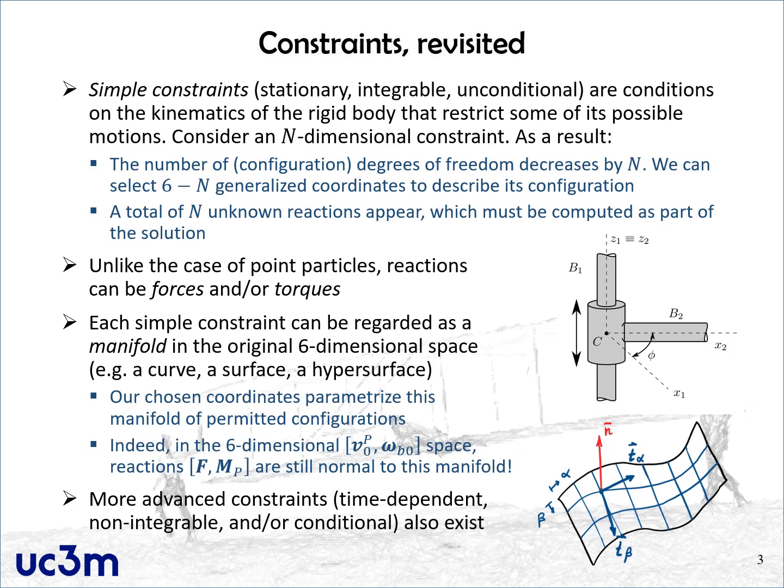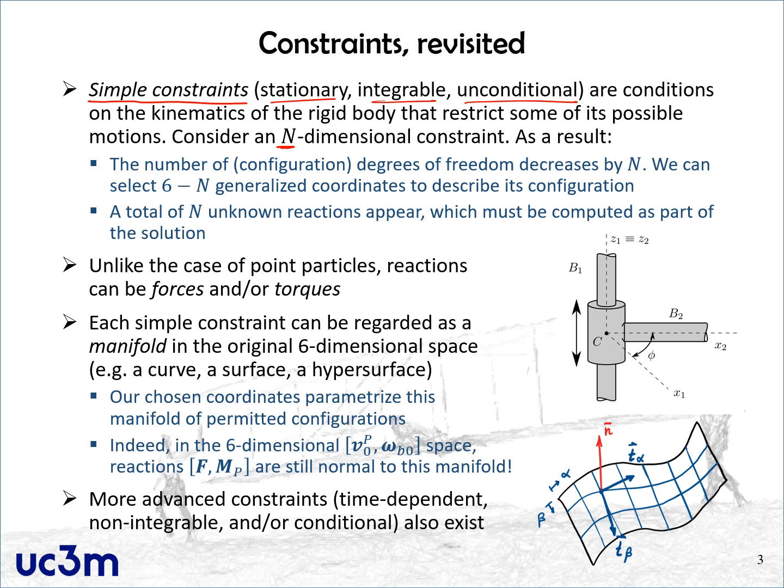All right, so let us get started. Consider that we have a rigid body. We're going to call simple constraints those that are stationary, integrable, and unconditional at the same time. These are essentially equations on the possible motions of your rigid body, limitations on the kinematics of your rigid body. And in implicit form, we can express them as a series of equations. The number of equations that we need to represent the constraint, let's call that number n, that will be the dimension of the constraint.